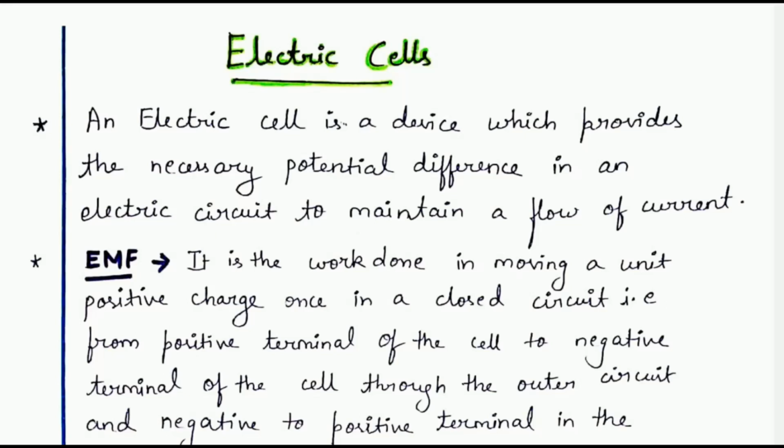This electric cell then gives rise to a potential difference which makes electrons flow, and as a result current flows in the circuit.